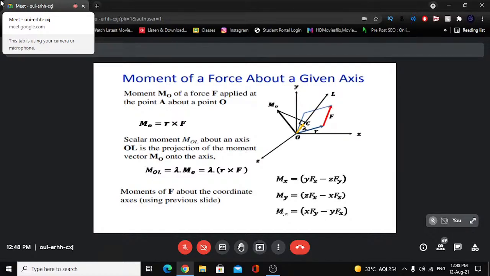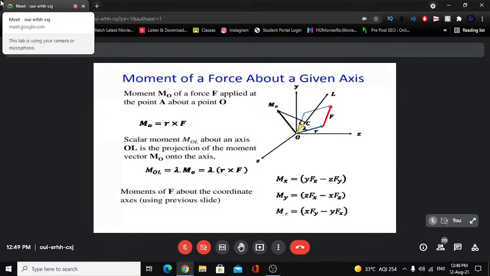So in this case, what do we do? A very simple exercise we attempt here. We try to find MOL by taking this dot product, because we know the unit vector along OL, that is OC, that is lambda, and then lambda dot MO will give us the moment, which is in fact the projection of this vector on a line. So to get the projection of a vector on a line, we use the dot product. But this will give us a scalar value, because a dot product is a scalar. So it gives us the scalar value of the moment, and it will be directed along lambda. This is one important thing.